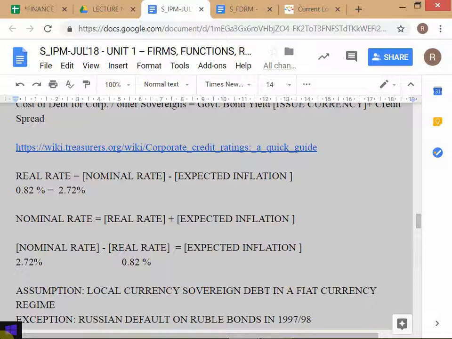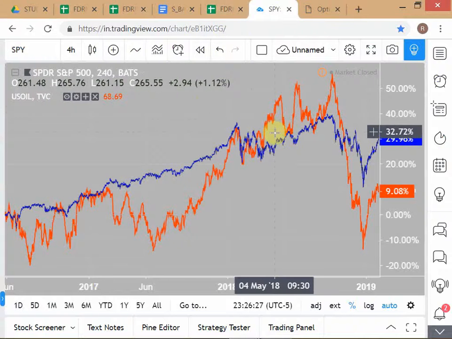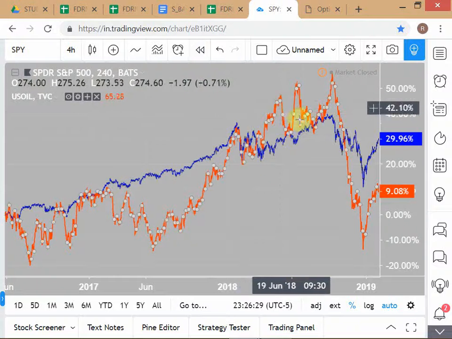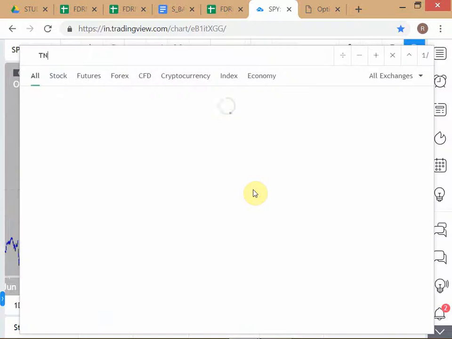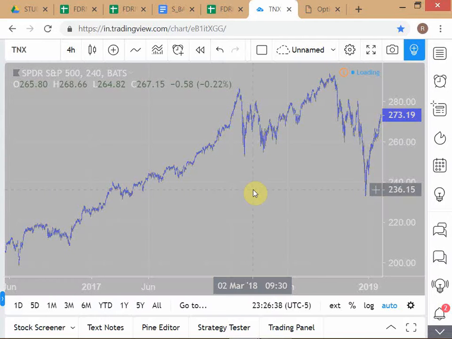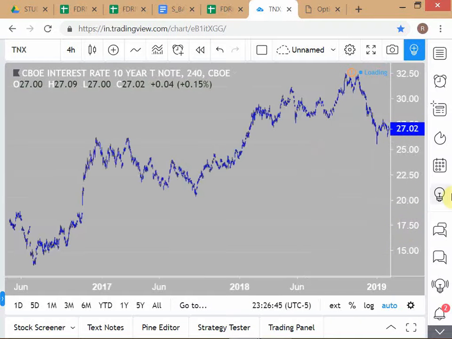The nominal rate of return you can get by going to the US Treasury page and finding out the yield on the nominal 10-year US Treasury. Or you can just enter TNX here and you can figure out it's about 2.72. So TNX is the US Treasury yield. It is written like this, but actually this means 2.72. Okay, this is the index.